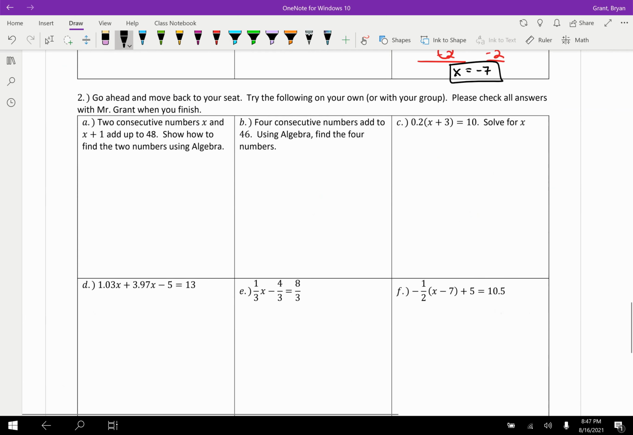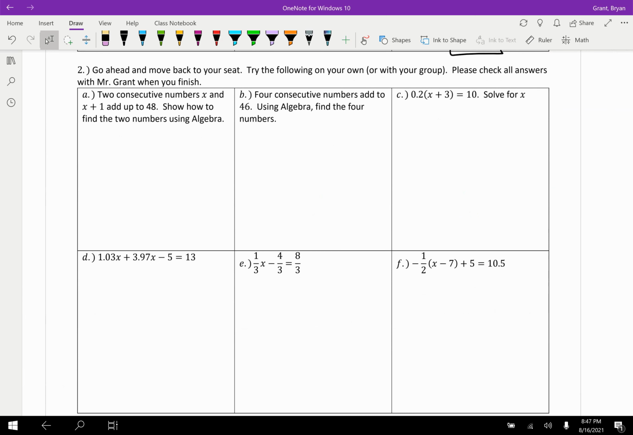All right, last couple problems on here. Shouldn't be too terrible. There's some fractions, some decimals. We're going to work through each of them a little bit quicker, and then we should be done.